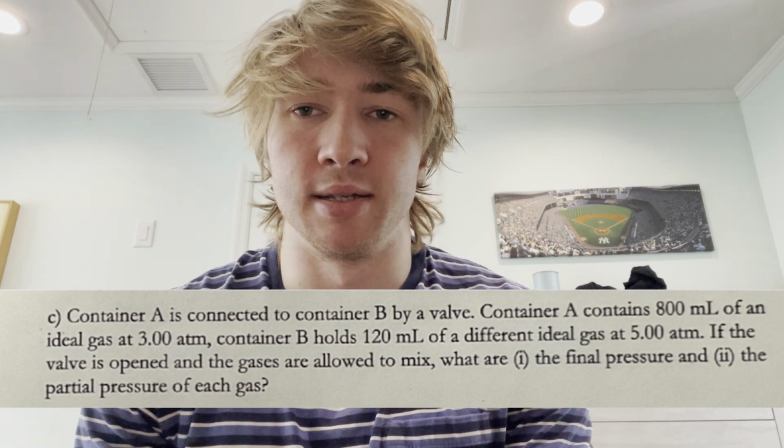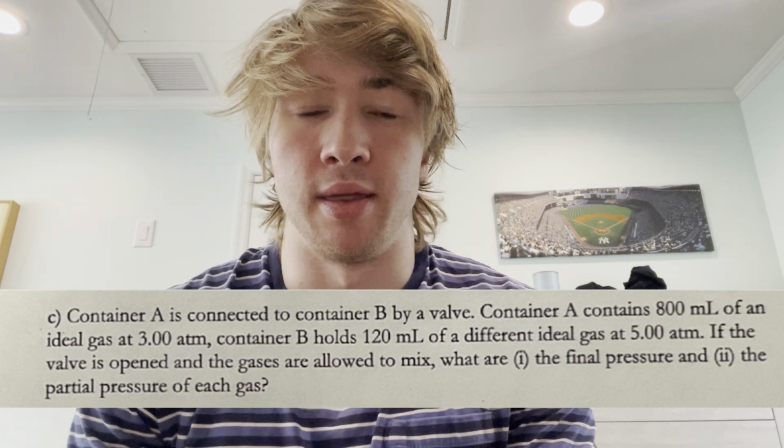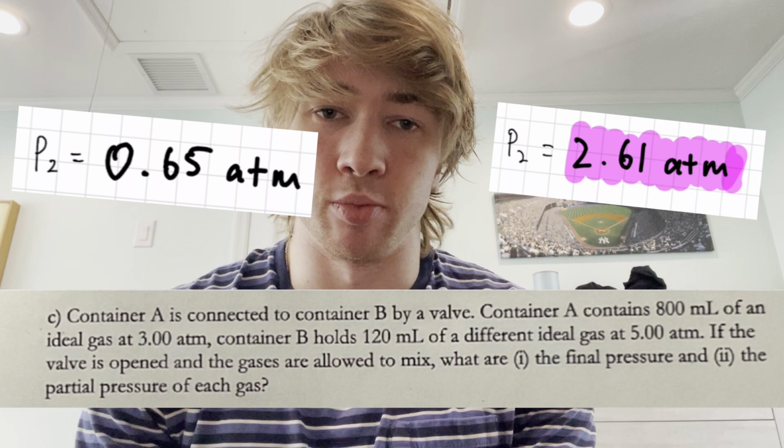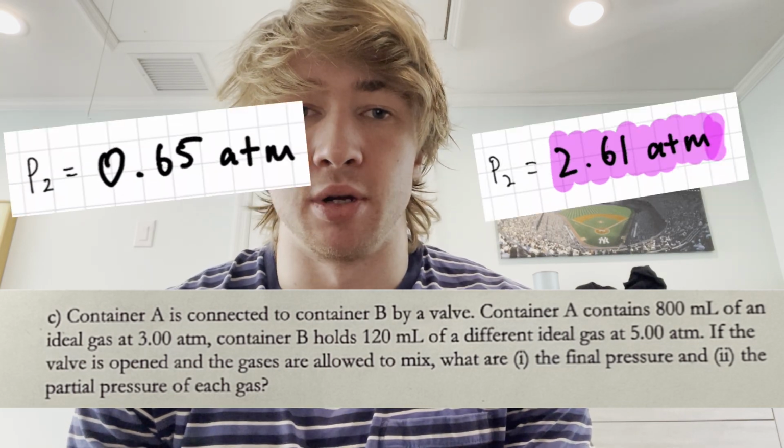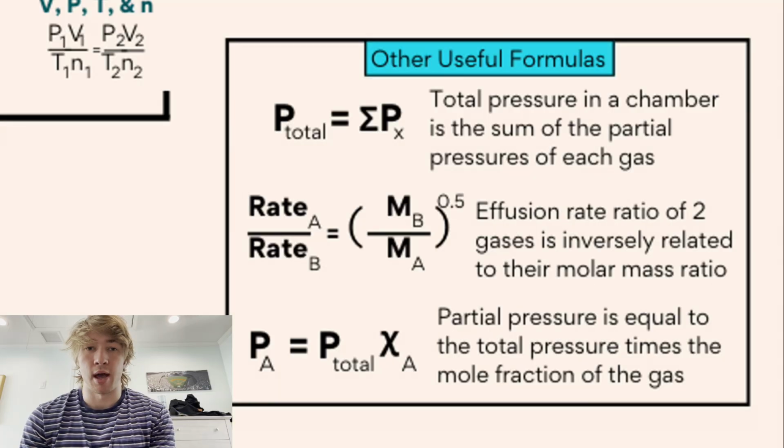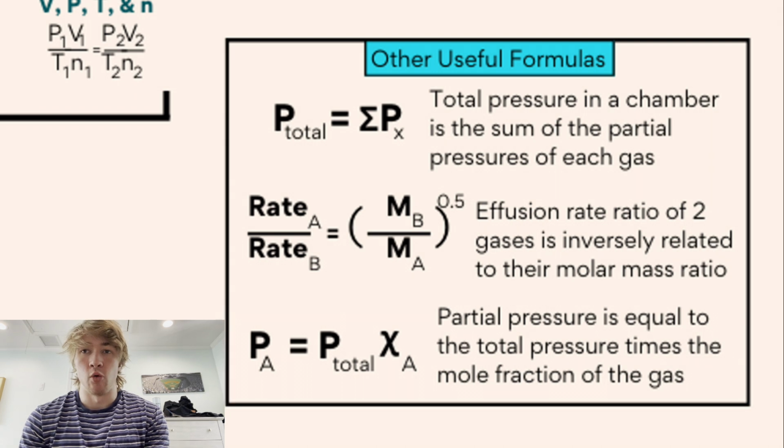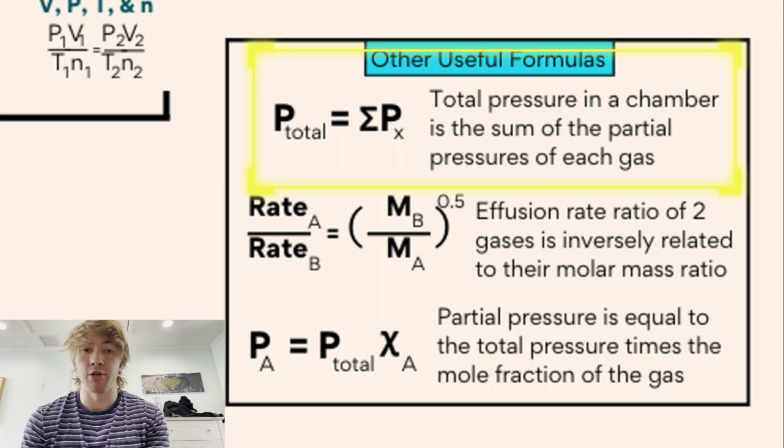Let's take a second look at what the question was asking for, which is the partial pressures of both gases and the total final pressure in the combined chamber. We already have the partial pressures, and to get the total pressure, we can just take a look down here at the useful equations section of the chart, where we see that the total pressure in a chamber is equal to the sum of all of the partial pressures in the chamber.